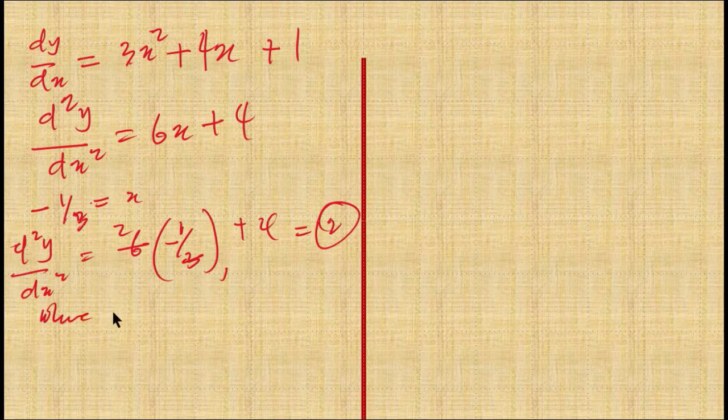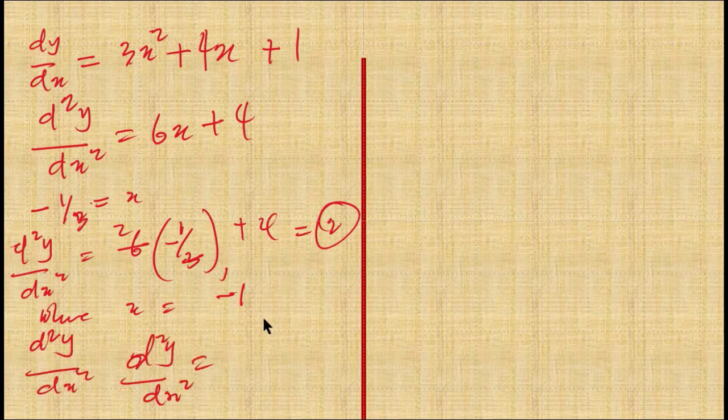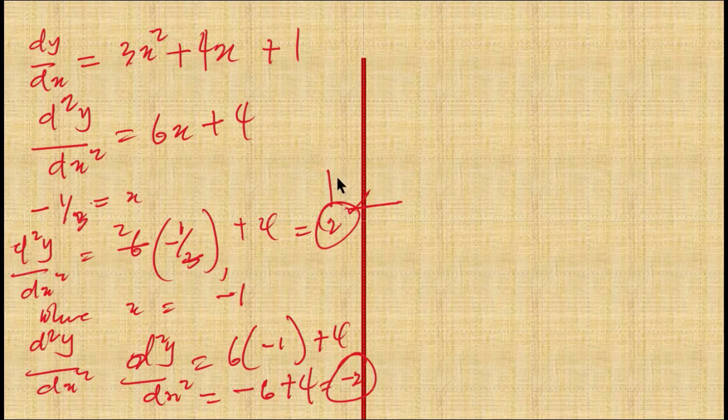And when x is equal to minus 1, my second derivative will be the same thing as 6 into minus 1 plus 4. That's minus 6 plus 4, which is equal to minus 2. So when x is minus 1 over 3, my d squared y over dx squared is equal to 2, which is greater than 0. Definitely, this is a minimum point. And when it is equal to minus 2, this is at maximum. This is my maximum point.